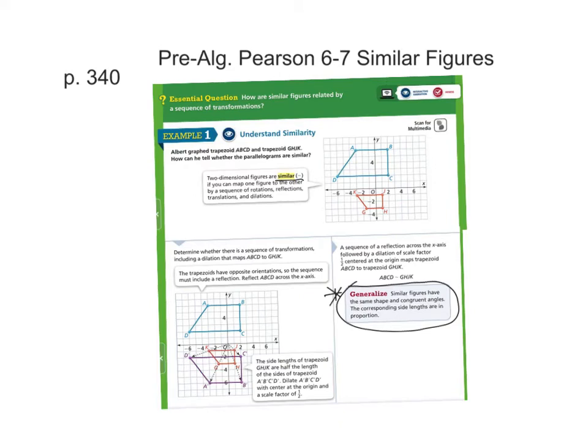Page 340, lesson 6-7 is on similar figures. So first of all, we're going to talk about what it means if something is similar.